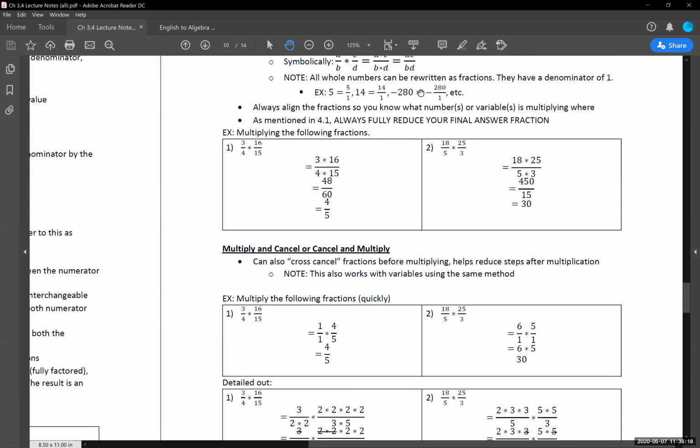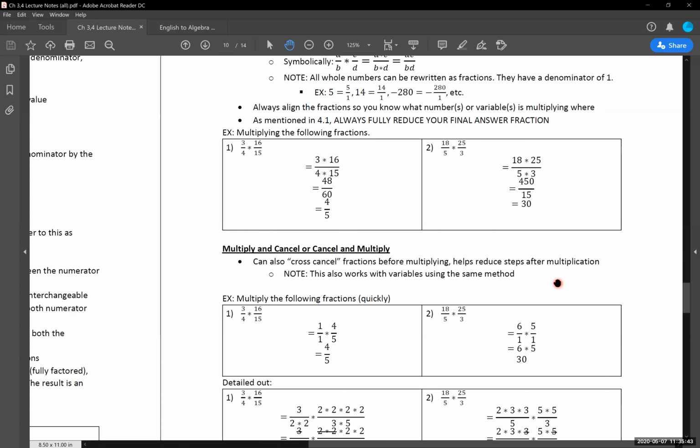So the other option that we have at our disposal, and we can use this, very helpful when we're going through and writing these things out by hand, we have what's called cross-canceling. So multiply and cancel, or cancel and multiply. It's kind of interchangeable, but this helps, I think, with the reducing process. So we can also cross-cancel fractions before multiplying them, and this helps reduce steps after we multiply things together.